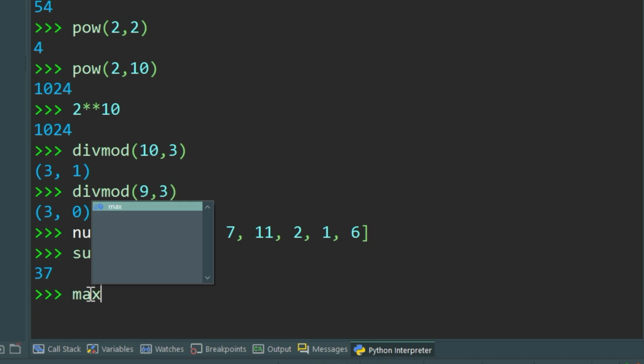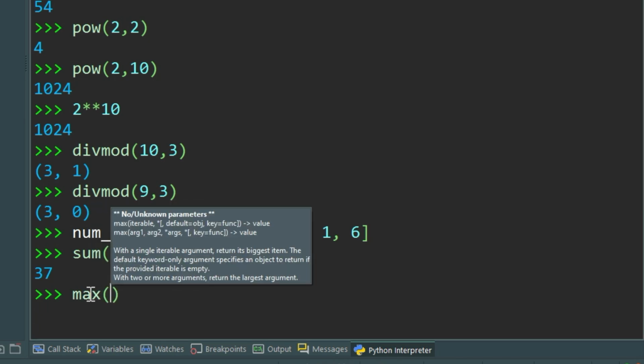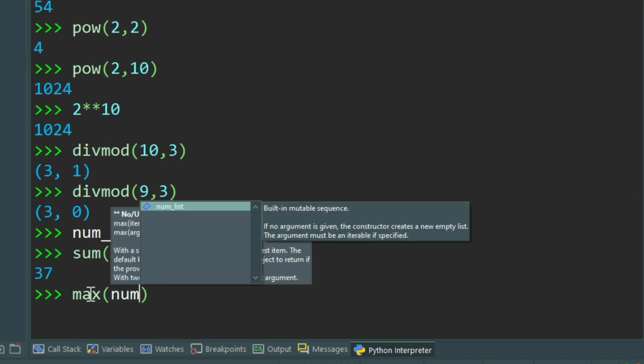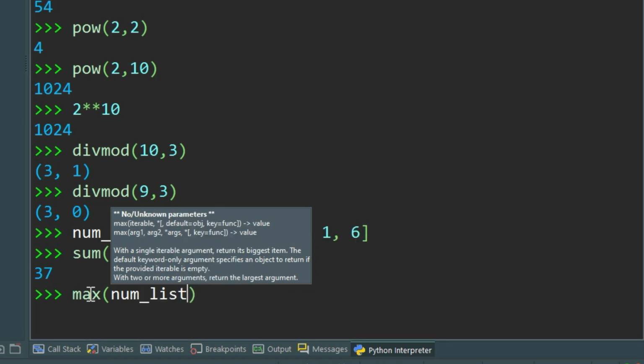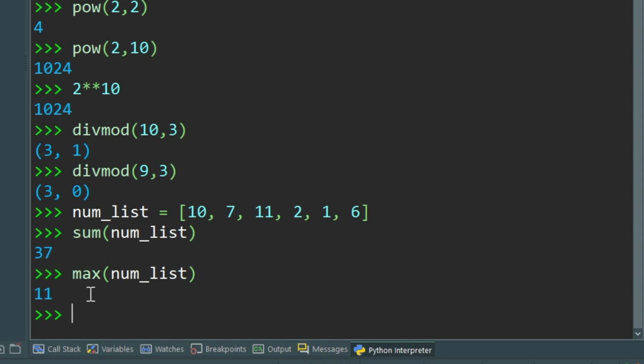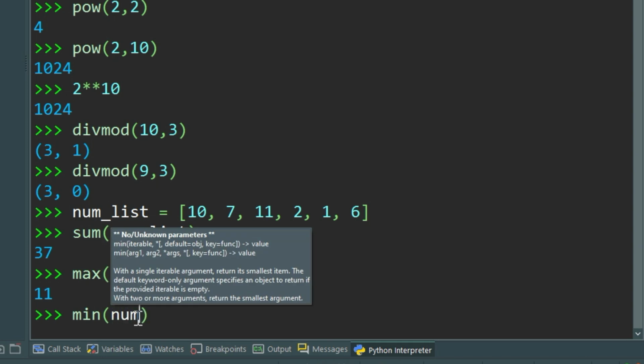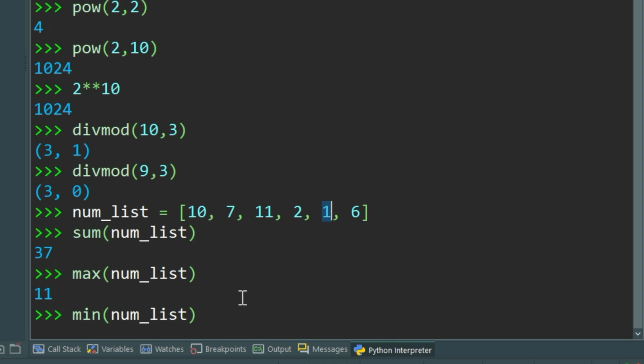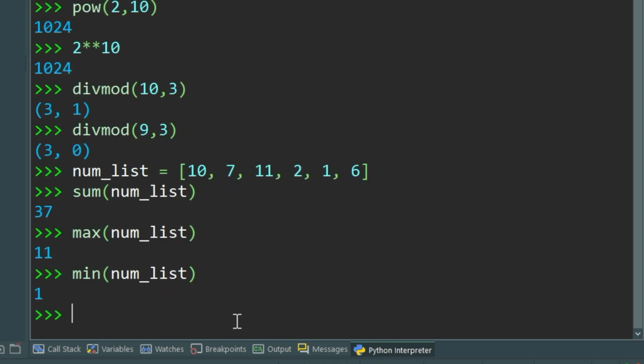We can also get the max value in that list. So we use the max built-in function, supply in our num list, and hit enter, and we can see that 11 is the highest value in our list. And of course we have max, so we have a min and num list, and we can see that 1 is the lowest number in the list, so we're expecting 1 to be returned.